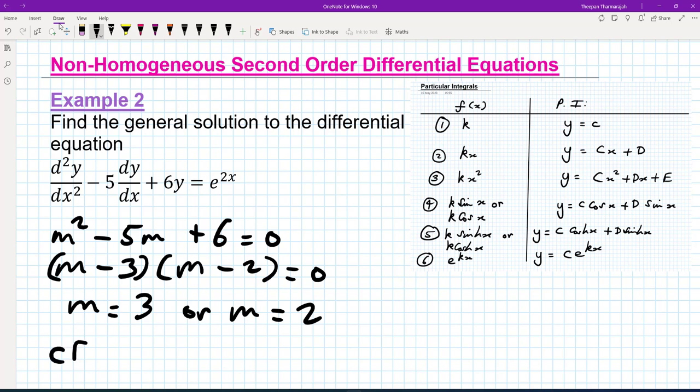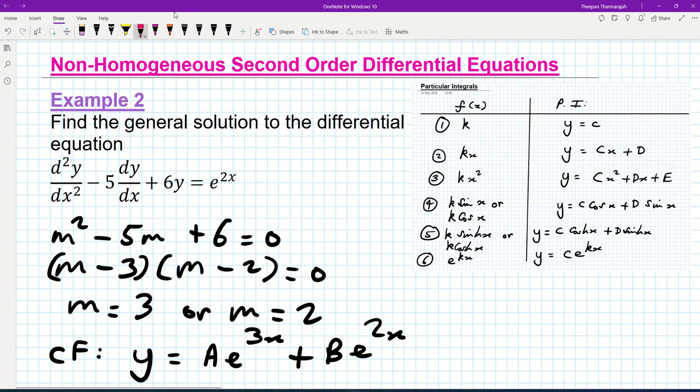So our complementary function is going to be y equals A e to the power 3x plus B e to the power 2x. So if we were to follow what our particular integral would be, as in we've got something in the form of e to the kx, our particular integral would be y equals c e to the kx.